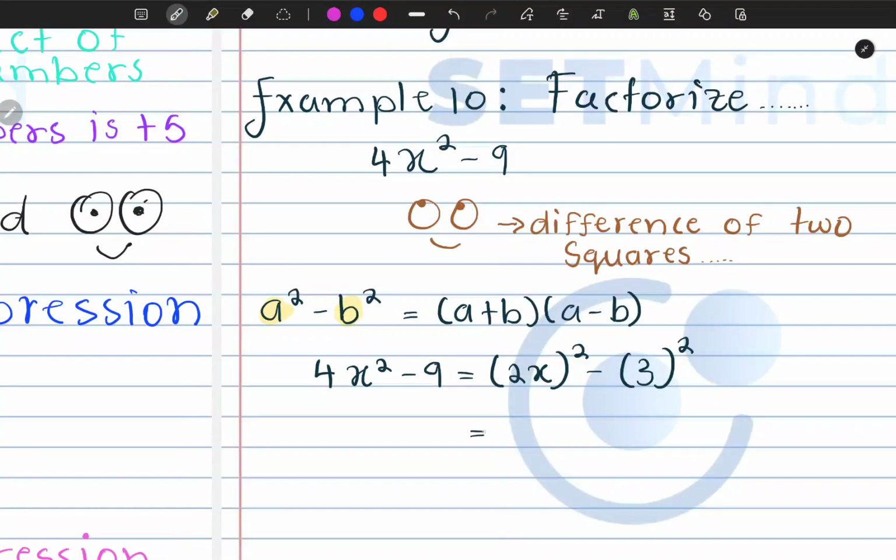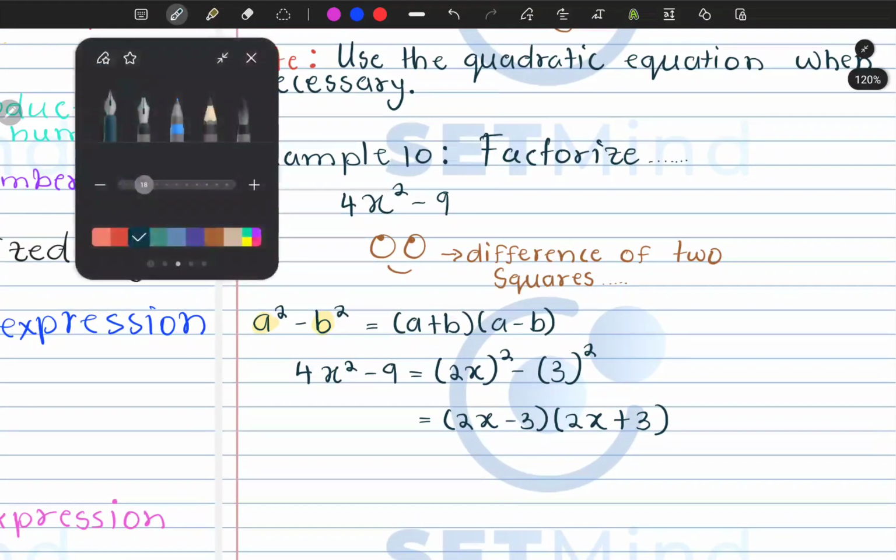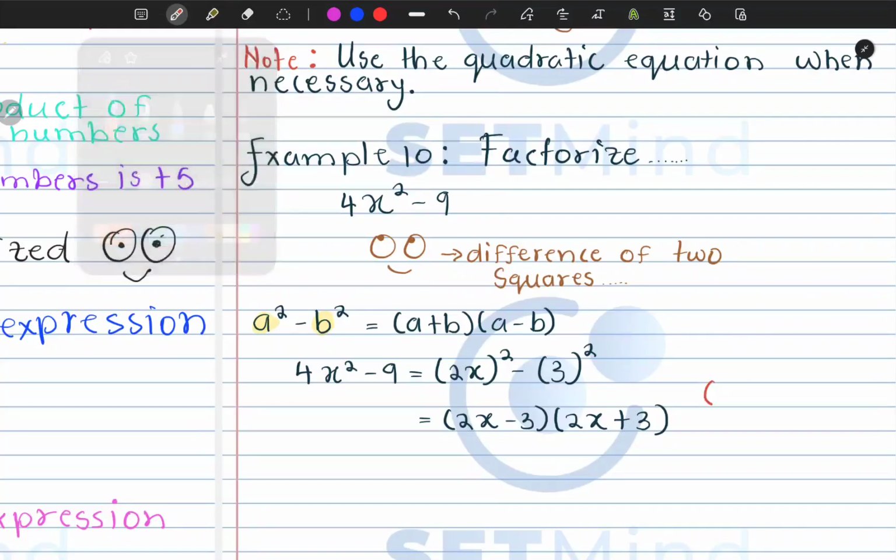Now if you look carefully, this will be 2x minus 3 and 2x plus 3, just like that. This is what they would be expecting you to be able to deliver, and whoever is marking would be happy. So make sure that you know your difference of two squares. This here is important.